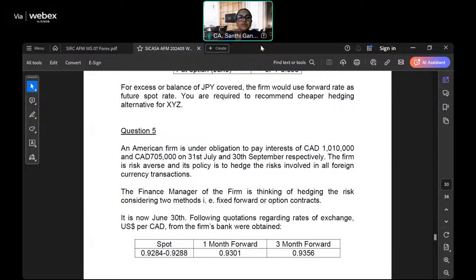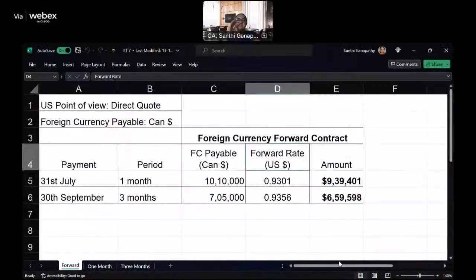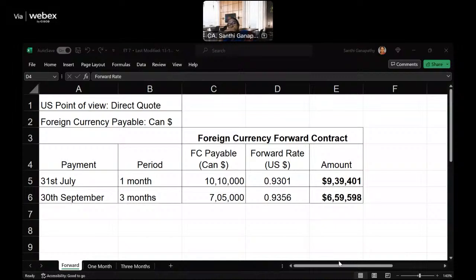So for foreign currency forward contract, what do we have? Do you have this? They have two commitments on 31st July and 30th September. From the US point of view, it's a direct quote. Foreign currency payable is Canadian dollar.